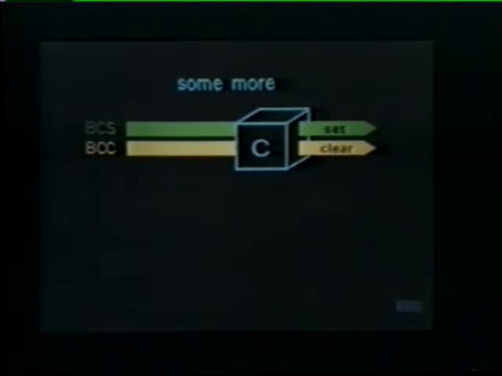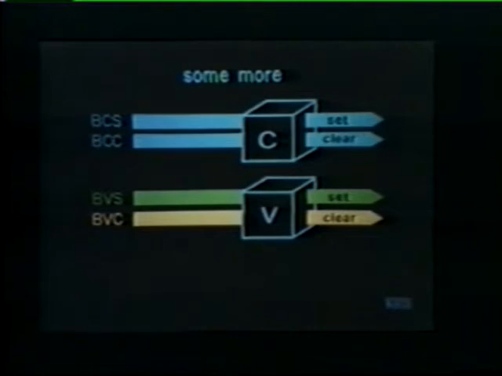Two more branch instructions test the set and clear states of the C, or carry bit. BCS says branch if the C bit is set, while BCC says branch only if the C bit is clear. Two more branch instructions similarly test the V bit. BVS causes a branch if the V bit is set, and BVC causes a branch if it is clear.